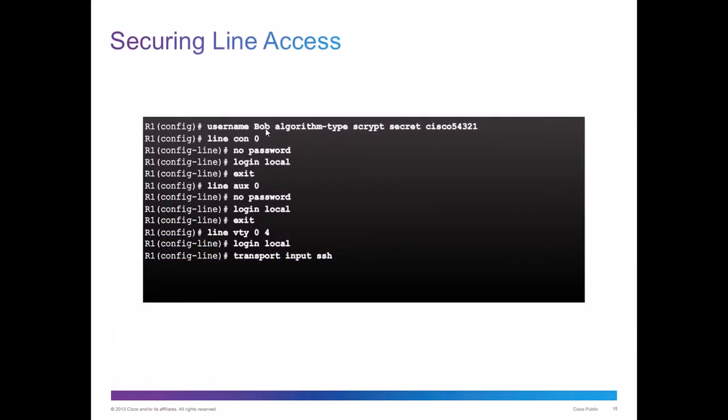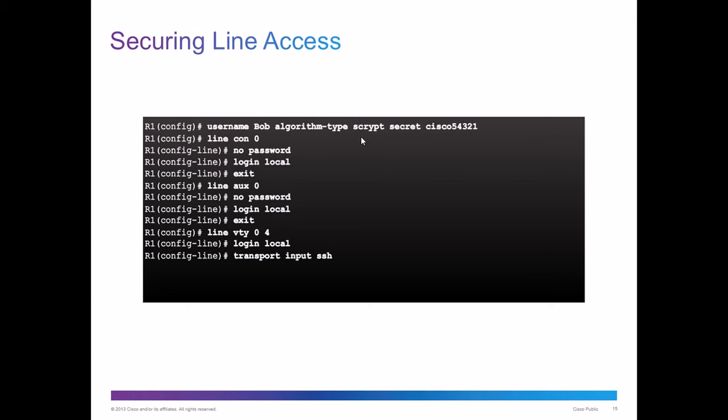Username Bob algorithm-type scrypt secret 54321. So this is to use Bob from now on. When you're telnetting or going through the console port, instead of just typing a password when you get in, now it's going to ask you what's your username. You type in Bob, and then it's going to come up and say what's your password, and you're going to type in Cisco 54321. And this is what this command does.